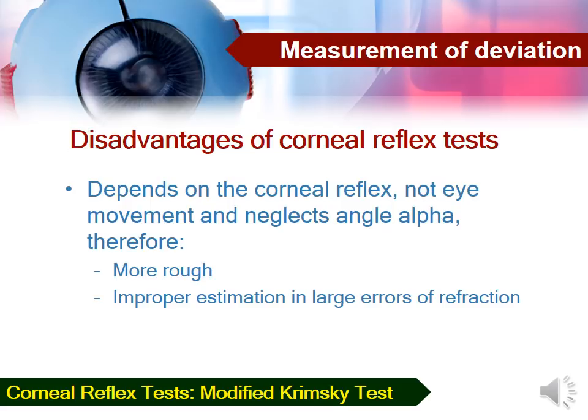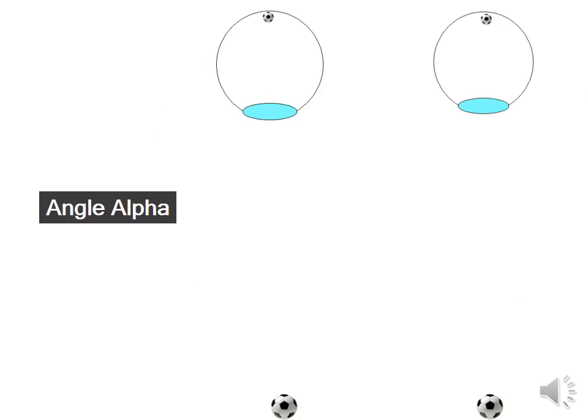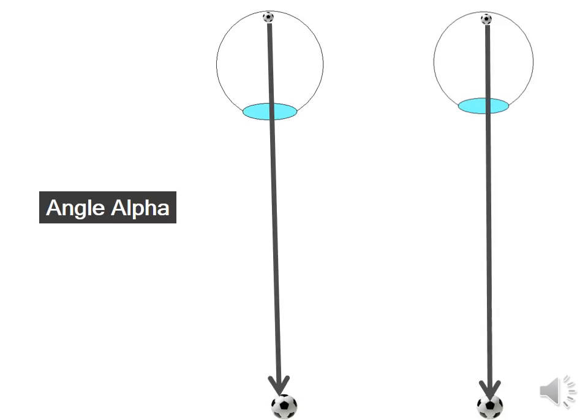Also, we have to know that even in an orthotropic person, the corneal reflex is not necessarily in the center of the pupil. This is because an angle, called angle alpha, is present between the fixation axis and the center of the pupil. Let us assume that we divided the eye into two equal nasal and temporal halves with a straight line. This straight line is known as the optical axis.